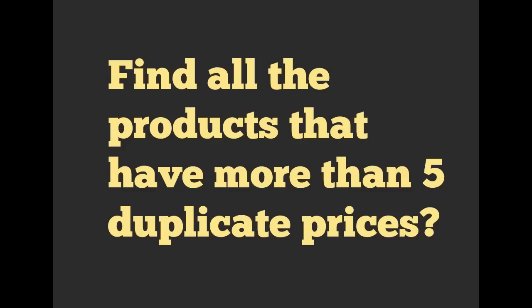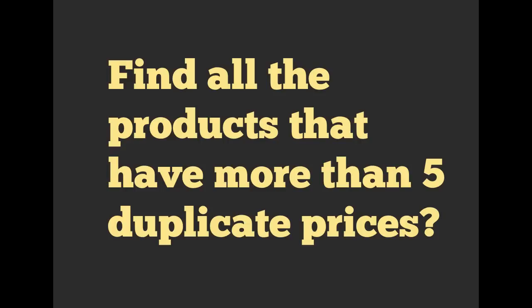So let's say we've got a products table, and we want to find products that have more than five duplicate prices. This would mean if we have a product that's an iPhone charger that costs $20, and we have a cup that costs $20, and a hat that costs $20, and a bookcase that costs $20. So we have more than five items that all cost $20.